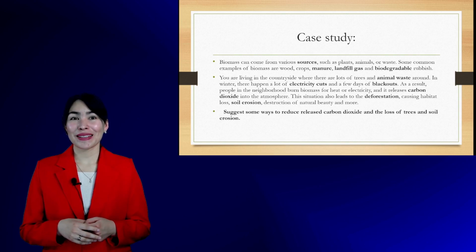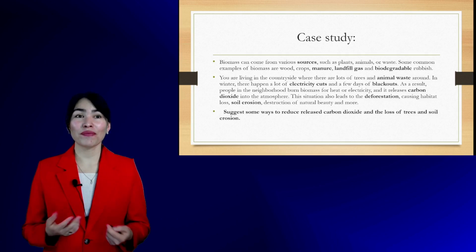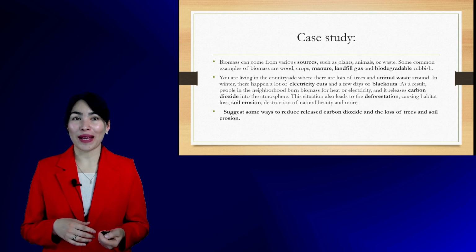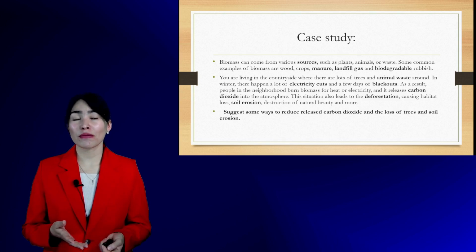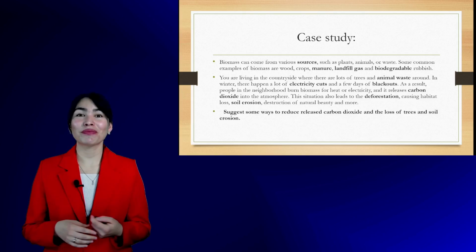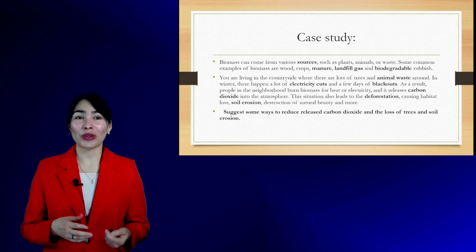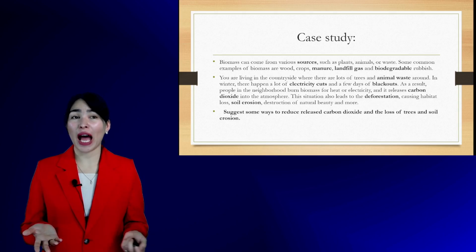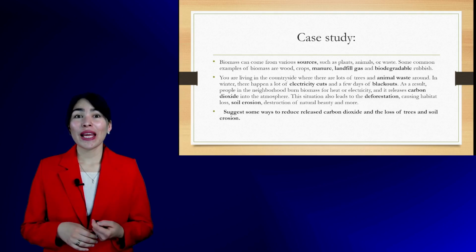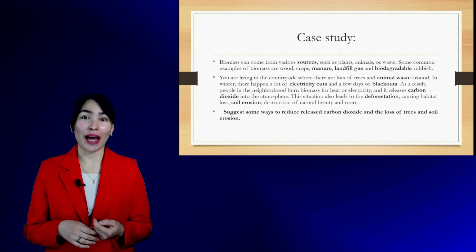Biomass can come from various sources, such as plants, animals, and waste. Some common examples of biomass are wood, crops, manure, landfill gas, and biodegradable rubbish. You are living in the countryside where there are lots of trees and animal waste around. In winter, there happen a lot of electricity cuts and a few days of blackouts.